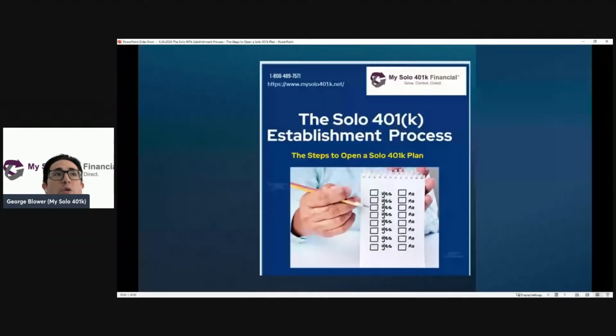All right, so today's topic is the Solo 401k establishment process. We're going to talk about the steps to open up a Solo 401k plan.